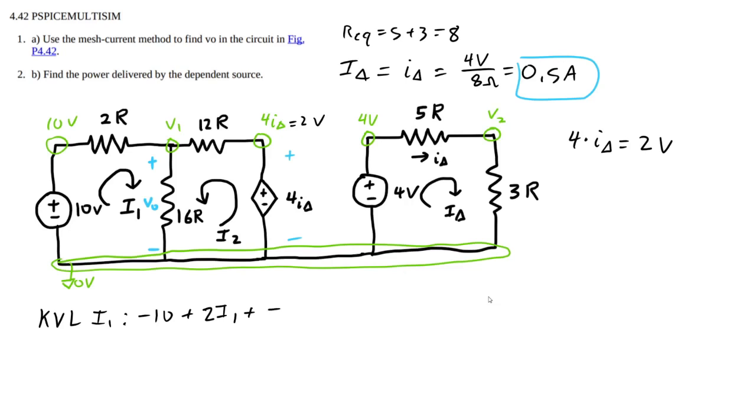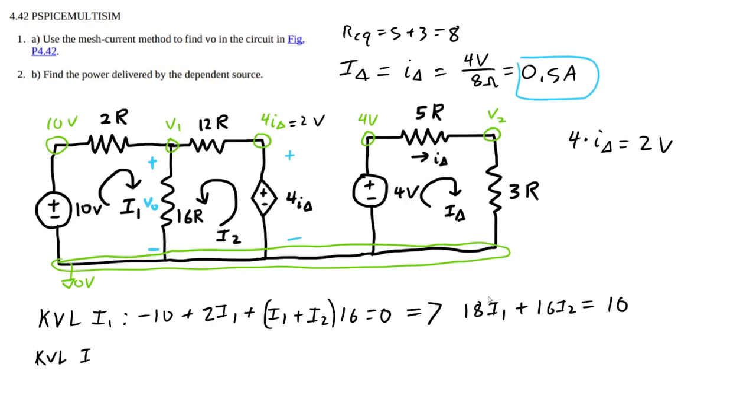And then I1 and I2 are actually working together here. You'll notice the mesh currents flowing in the same direction. So we do plus, plus, times 16, and that makes a closed loop, so that equals 0. We can simplify that expression. We can say that 18I1 plus 16I2 equals 10.